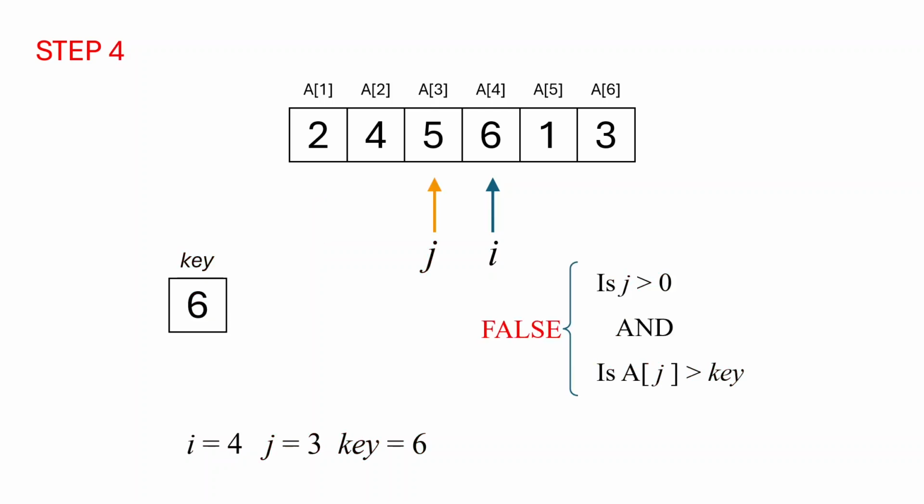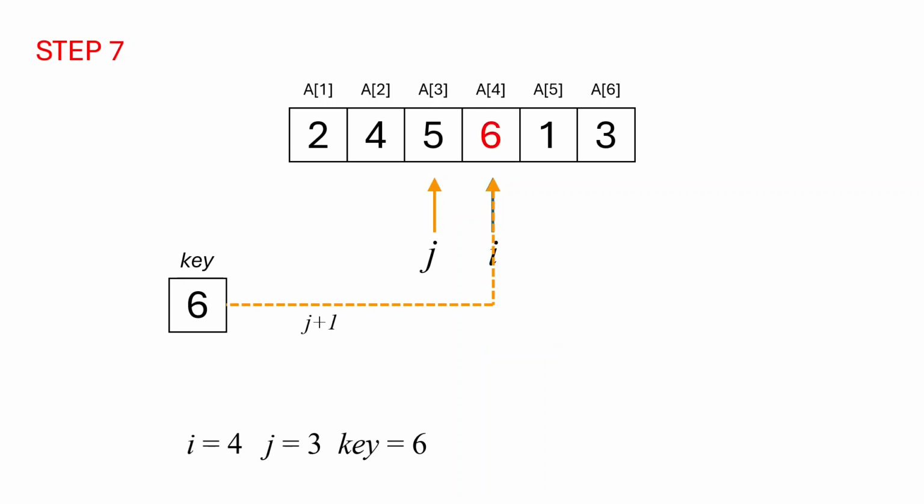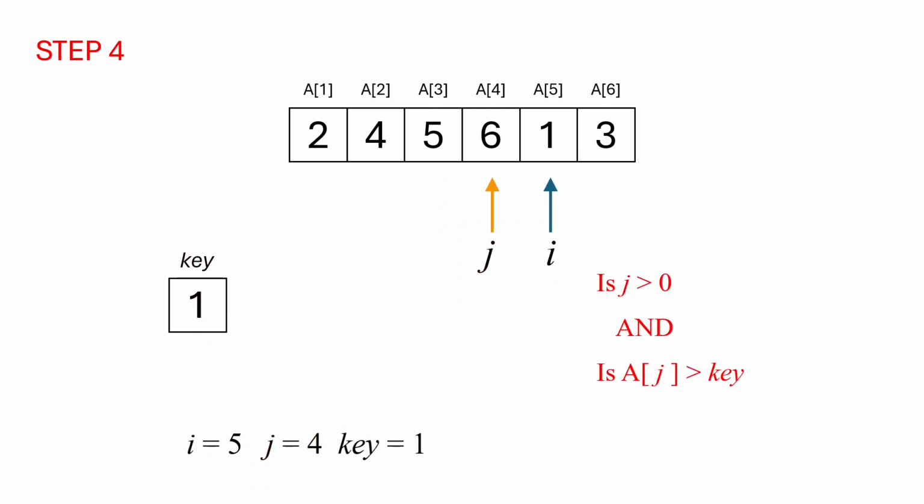In this case, the loop has failed because although j is greater than 0, the value pointed to by j is not greater than the key value. So we're just going to put the key value back where it was, which is the fourth element of the array. And then the same thing, we take the element pointed to by I, put it in key, then place j just below I, and then test again.